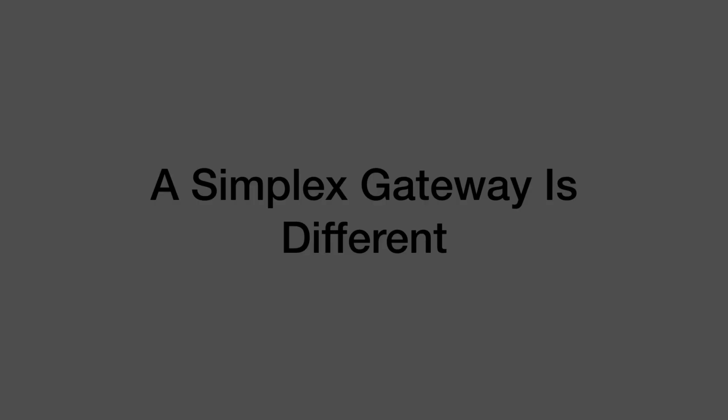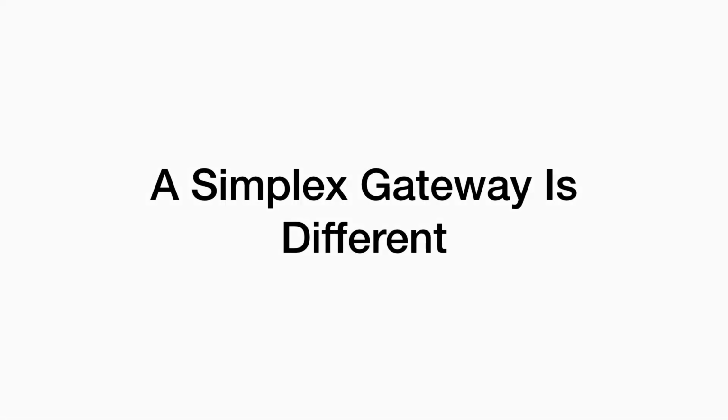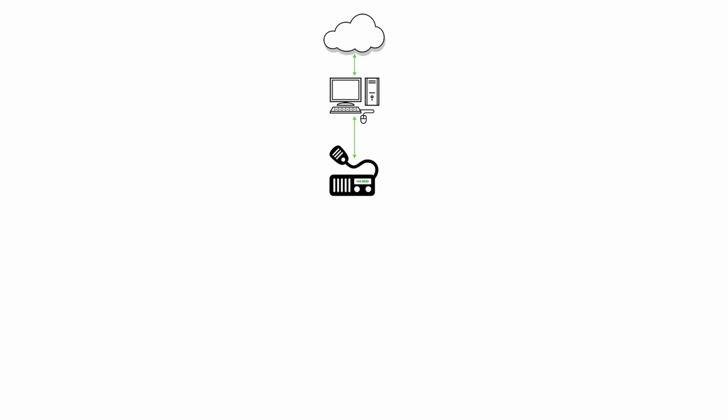A simplex gateway is different. A simplex gateway generally consists of a radio attached in some way to a computer, which in turn is connected to the internet. There is only one radio which does both transmit and receive. If the radio is receiving, it cannot transmit, and vice versa. Now, if user A calls on the frequency, he is received by the gateway radio and transmitted over the internet via the computer.